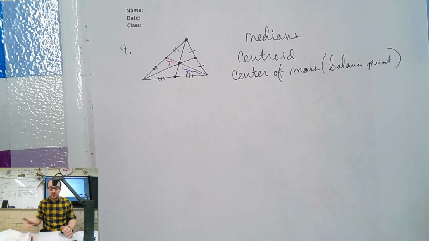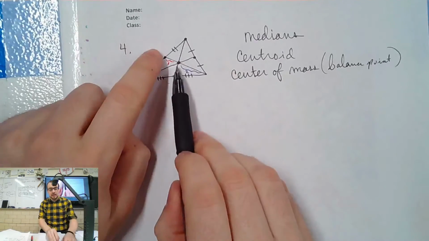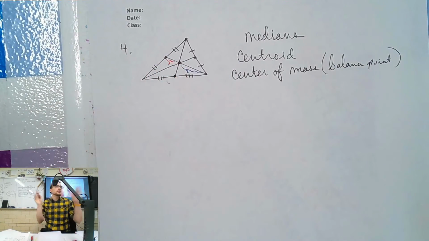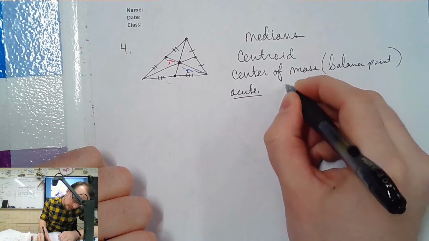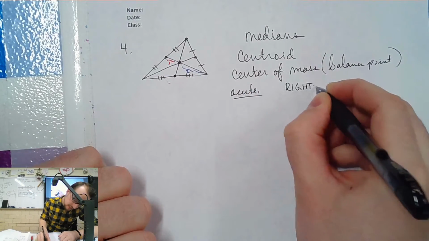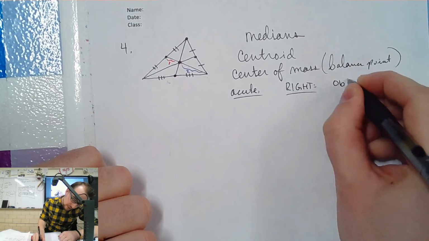Or if you want to write about it, when I've got letters here, you can talk about how AB is twice as big as BC or something like that, right? Whatever you want to do to communicate that, it's fine by me. So now let's talk about acute triangles, right triangles, and obtuse triangles.